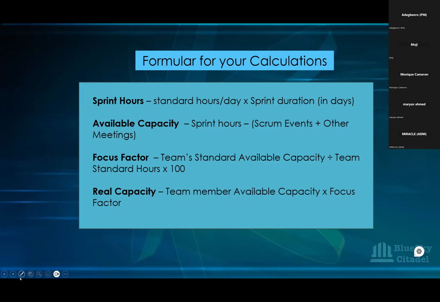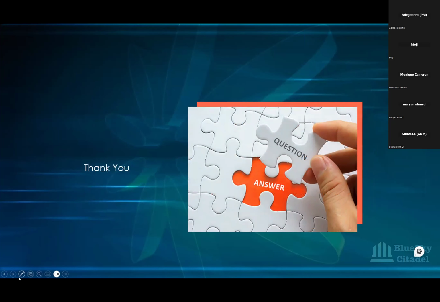So you are looking at the team's standard available capacity, not individual, the team standard one, divided by the team standard hours, times 100, which gives you your focus factor in percentage. Your focus factor has to be in percentage because of that 100 we're multiplying it with. Your real capacity is your team members' available capacity times the focus factor, which gives you the real capacity for each person. When you add that up, you have the team's real capacity. Okay, I think that's where we are.